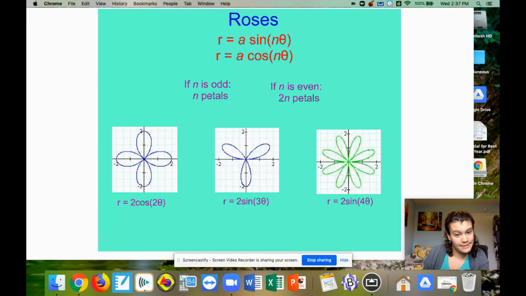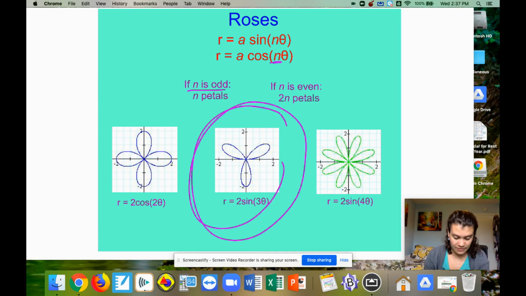Roses look like this. If your n is odd, the n in front of your theta, then you have n petals, like this one. If your n is even, you have 2n petals, like this one.